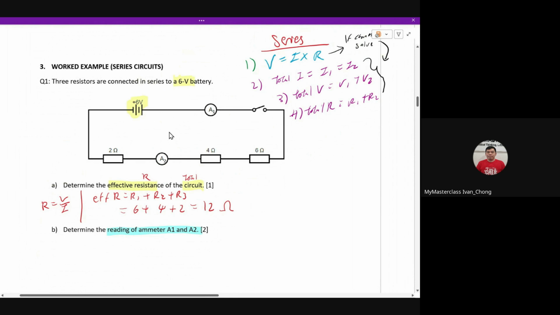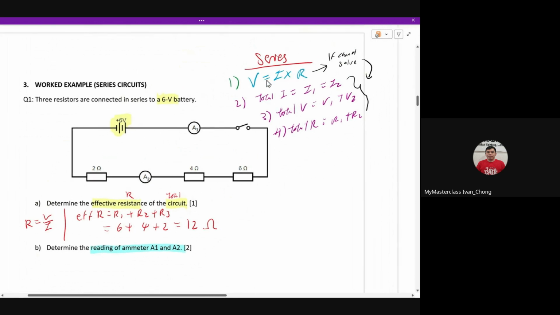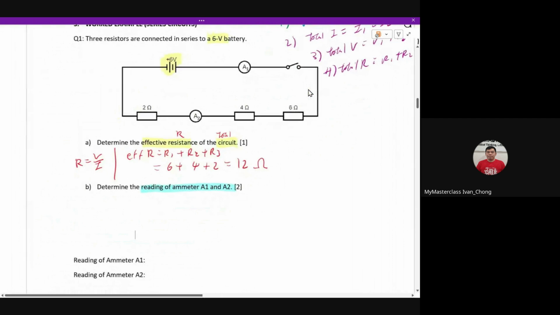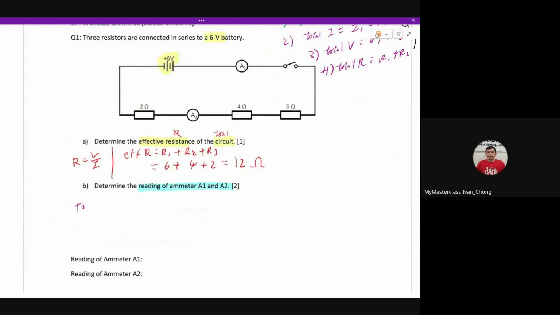Everything adds up. Okay? So since V equals IR cannot help you solve for your I currents, let's look over here. Total I is I1 plus I2, and I1 equals I2, right? So first you write down that total I is I1 is I2. Because we cannot find I1 and I2, which is A1 and A2, you will want to find total I. So total I, going back, can I use total V over total R?